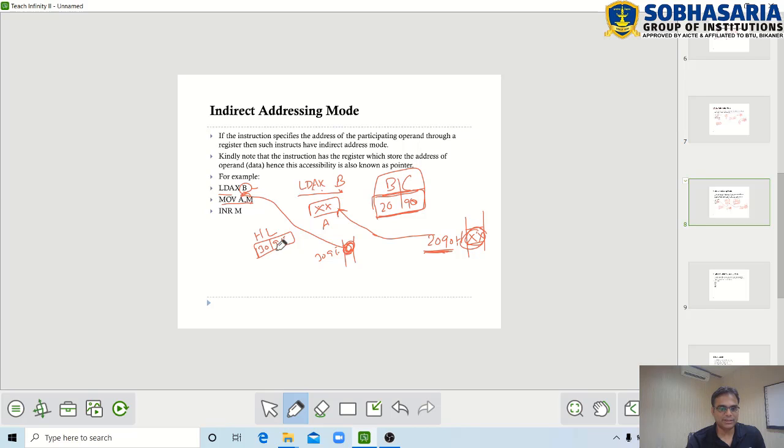So M specifies the memory pointed to by the HL pair. The HL pair will have the address of the data which is loaded into the accumulator. That is why this instruction has indirect addressing mode. Similarly with INR M also.